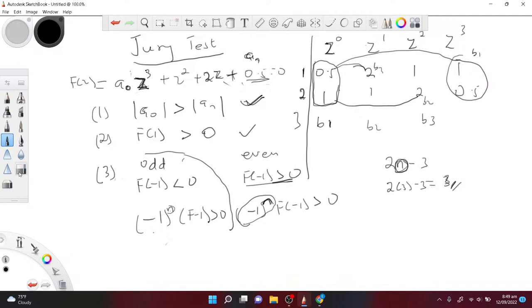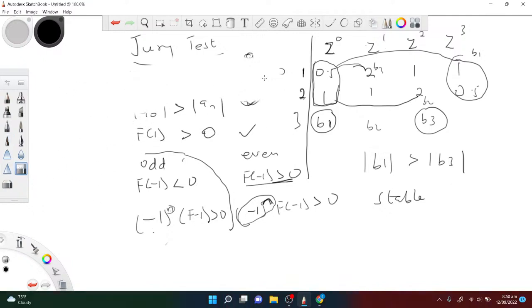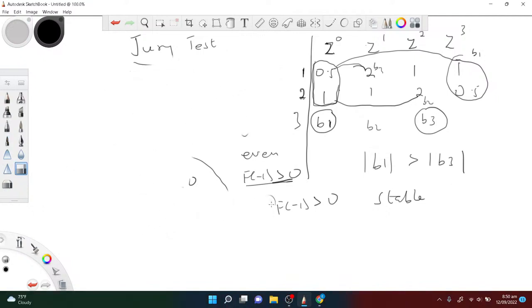That's it. Then when you get your table like this, just compare b1 to b3. The magnitude of b1 must be greater than the magnitude of b3. If all these 4 conditions are satisfied, then your system is stable. If any one of them is not satisfied, you don't continue and do your table. It's a waste of time. As long as any one of these is not satisfied, you just say that your function is unstable.